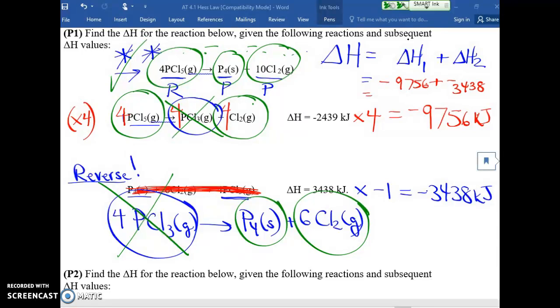And now I can go ahead and add together the negative 9756 and the negative 3438 and get negative 13,194.